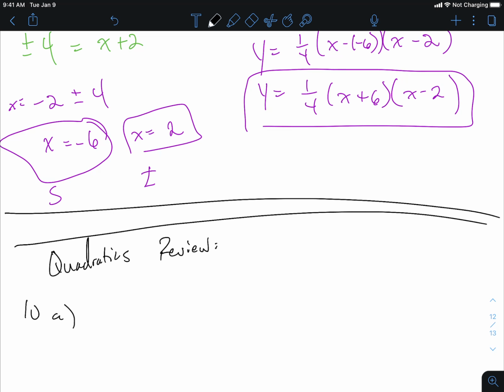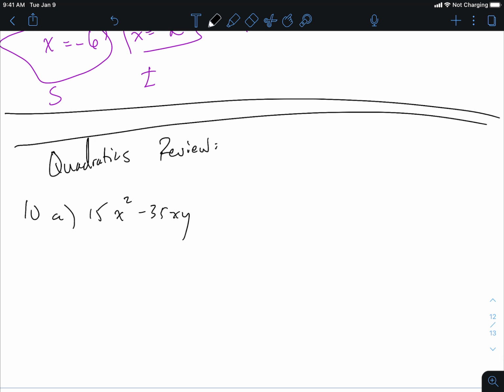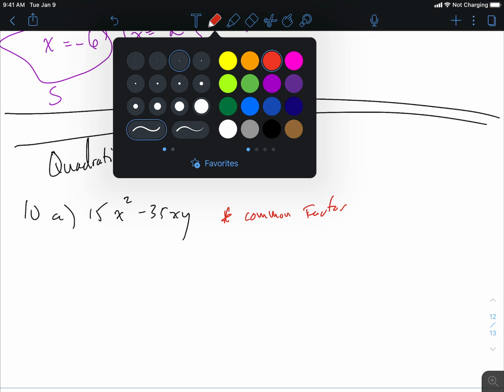10A has been requested. 15x squared. Okay. What are we going to do? This actually looks harder than it is. Common factor. Okay, all I'm going to do, I'm going to look at that.